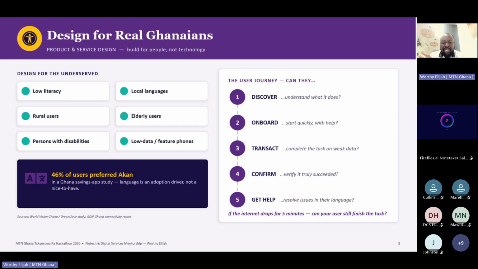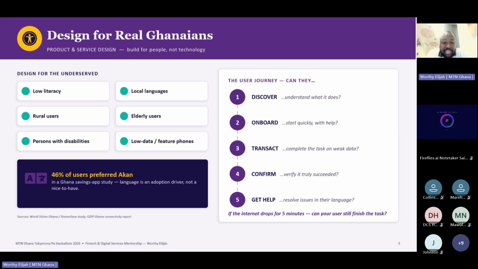Local languages is a big issue. When you take Ghana alone, we have more than 1,000 local languages. Elderly users are a big deal. Even though Africa has a very youthful population, elderly users are a big deal. You have to think about low data and low-data feature phones.